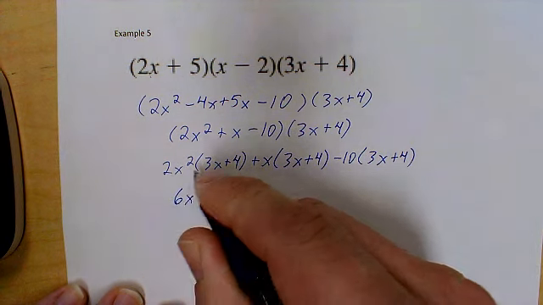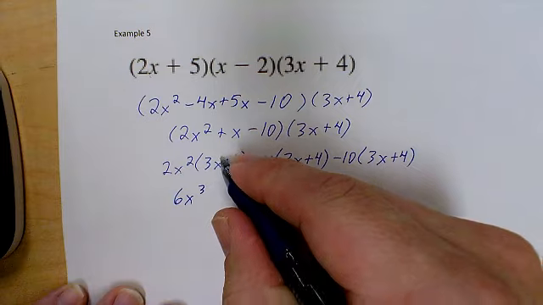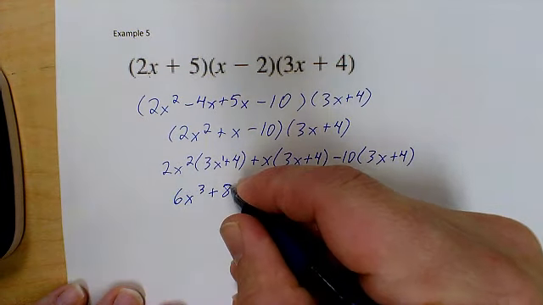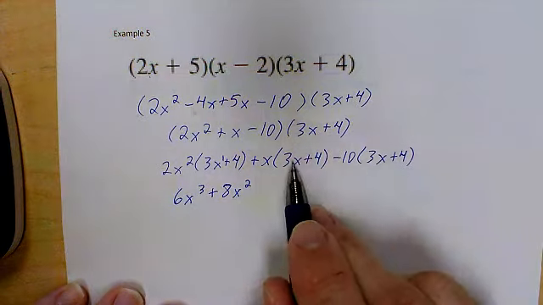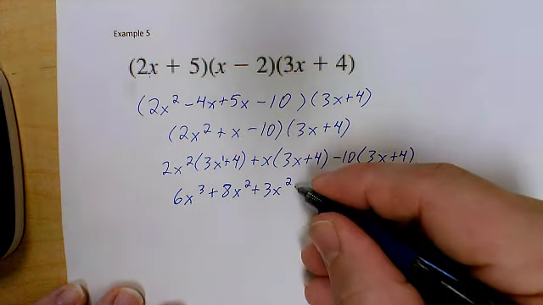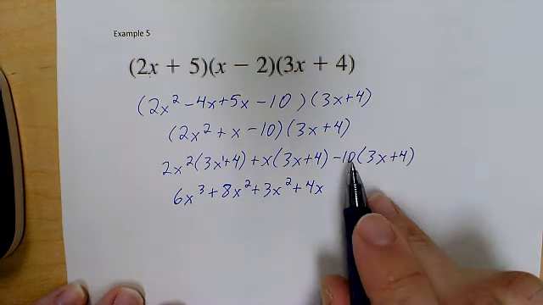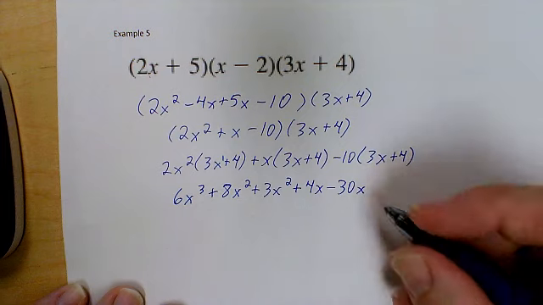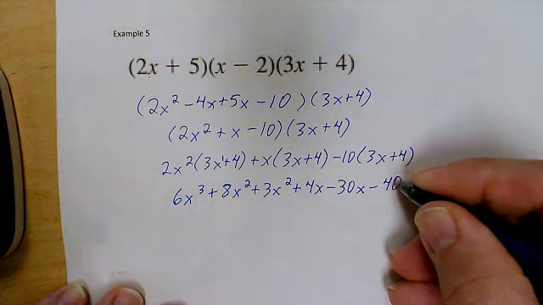So I'm going to have 6x to the third. 2 times 3 is 6. X squared times x to the first makes x to the third. 2x squared times 4 is 8x squared. X times 3x is 3x squared. X times 4 is positive 4x. Negative 10 times 3x is negative 30x, and negative 10 times 4 is negative 40.